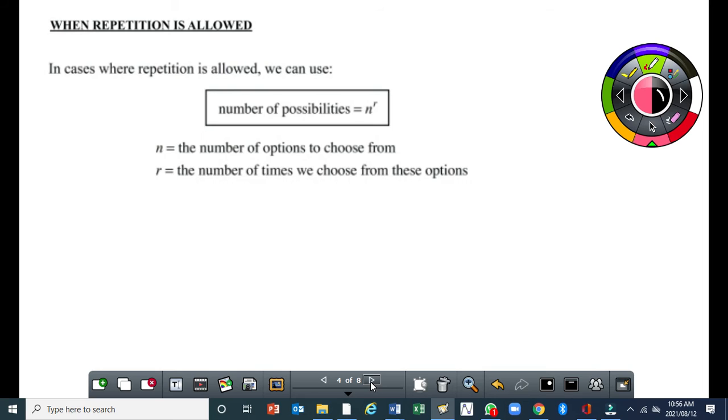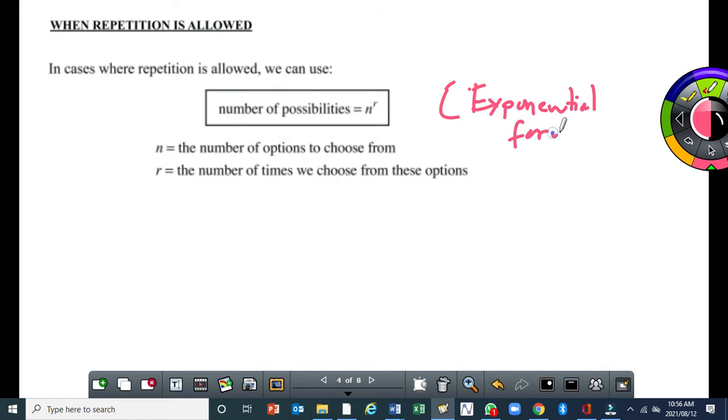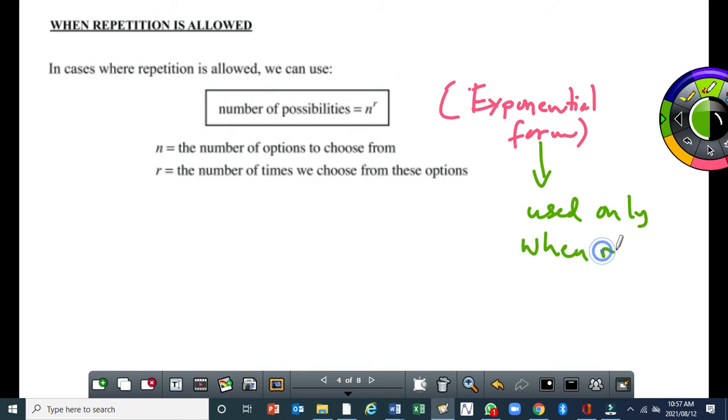Generally, please take note, when repetition is allowed, we use exponential form. You understand now what I mean by exponential form. This is the exponential form, which is used only when repetition of objects is allowed. It can be letters, in a way.